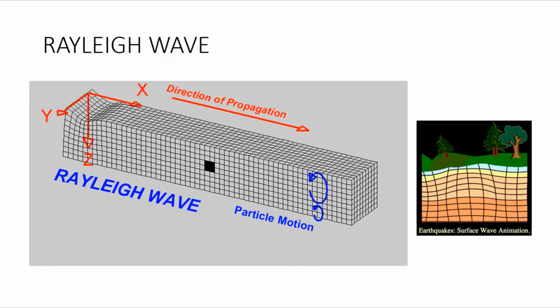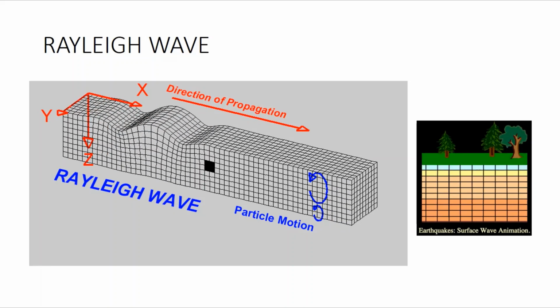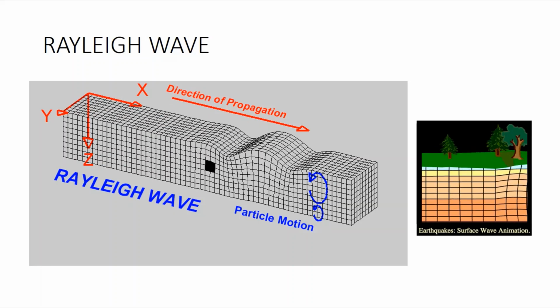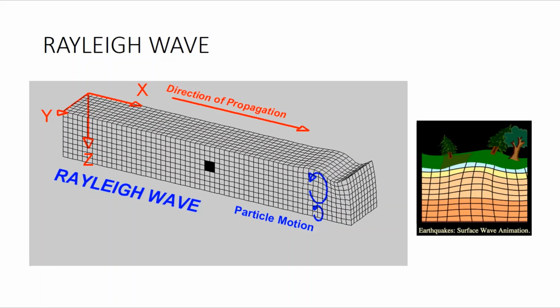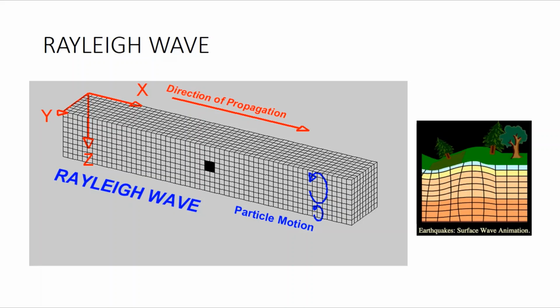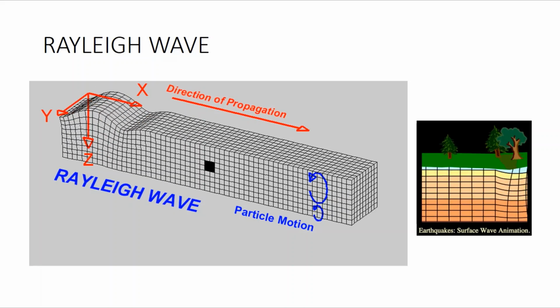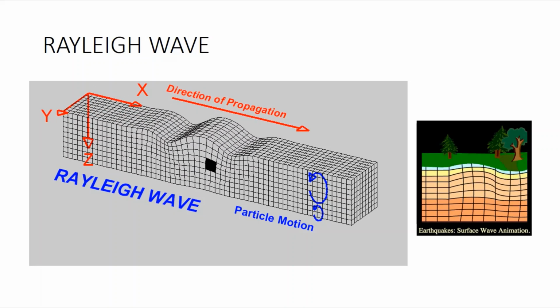All surface waves are dispersive, meaning the wave velocity depends on its frequency. The greater its frequency, the lower its velocity. The penetration depth will be shallower, and vice versa.